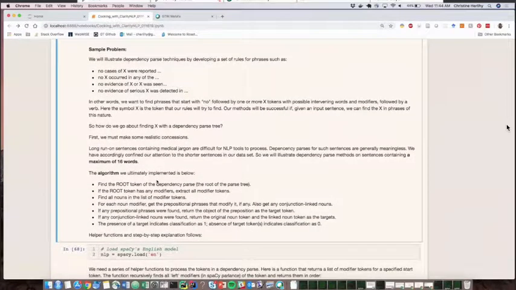We looked through our data set and saw repeated occurrences of relatively similar phrases. For instance, I have a few listed here. We saw things such as no cases of X were reported, where X is some adverse event. No X occurred in any of the following whatever. No evidence of X. No evidence of serious X was detected, that sort of stuff. So we thought, all right, here's a general pattern. We start with the word no.